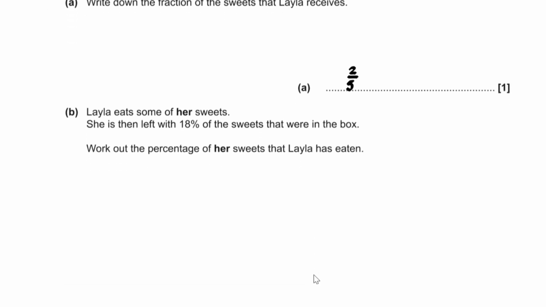For part B, Layla eats some of her sweets. She is then left with 18% of the sweets that were in the box. We have to work out the percentage of her sweets that Layla has eaten. Let's see how much she is left with. Well, she's left with 18% of sweets that were in the box. So we have 18 out of 100 out of 2/5.